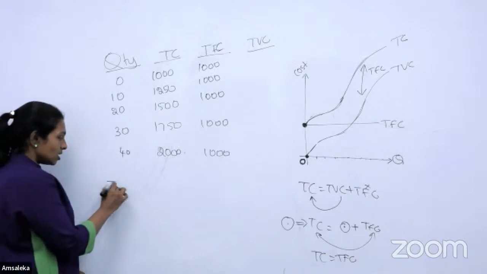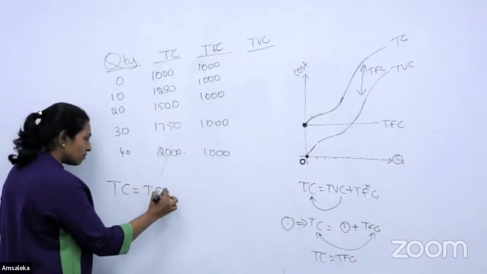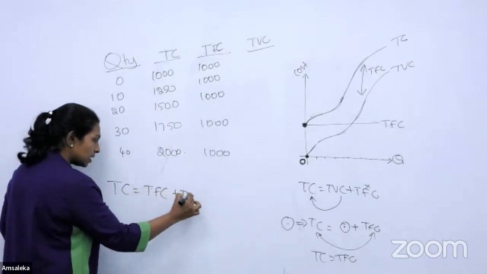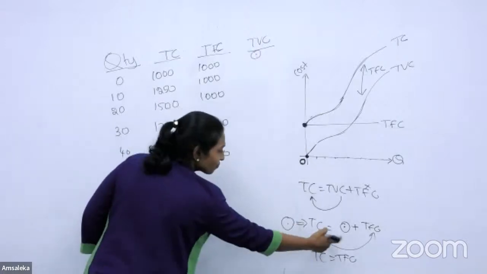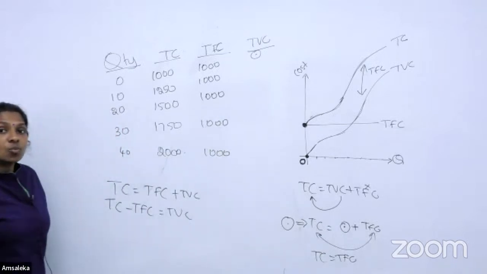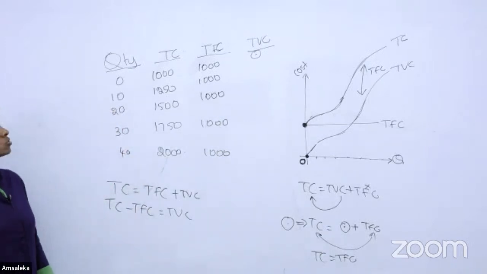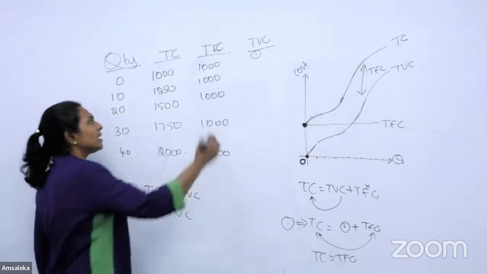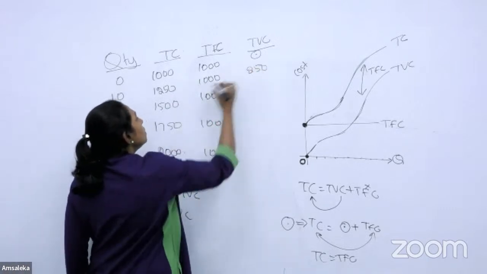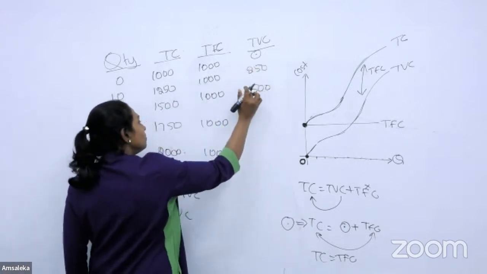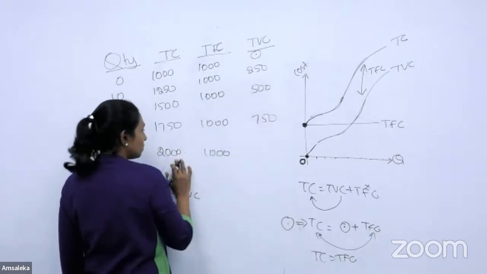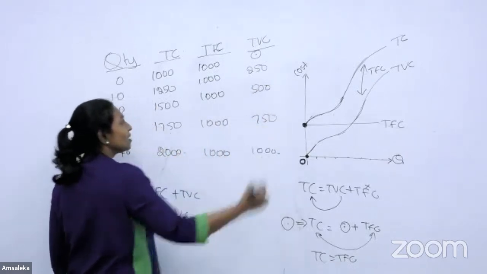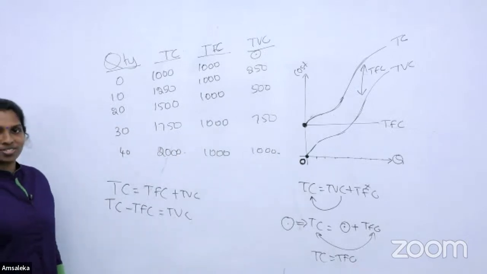Now, how can you find the total variable cost? Total cost equals total fixed cost plus TVC. The first answer is 0 here, because at zero production there is no variable cost. Then you can take the difference. 250 is your variable, 500 is your variable, 750 is your variable, and 1,000 is your variable. That's how the question goes.